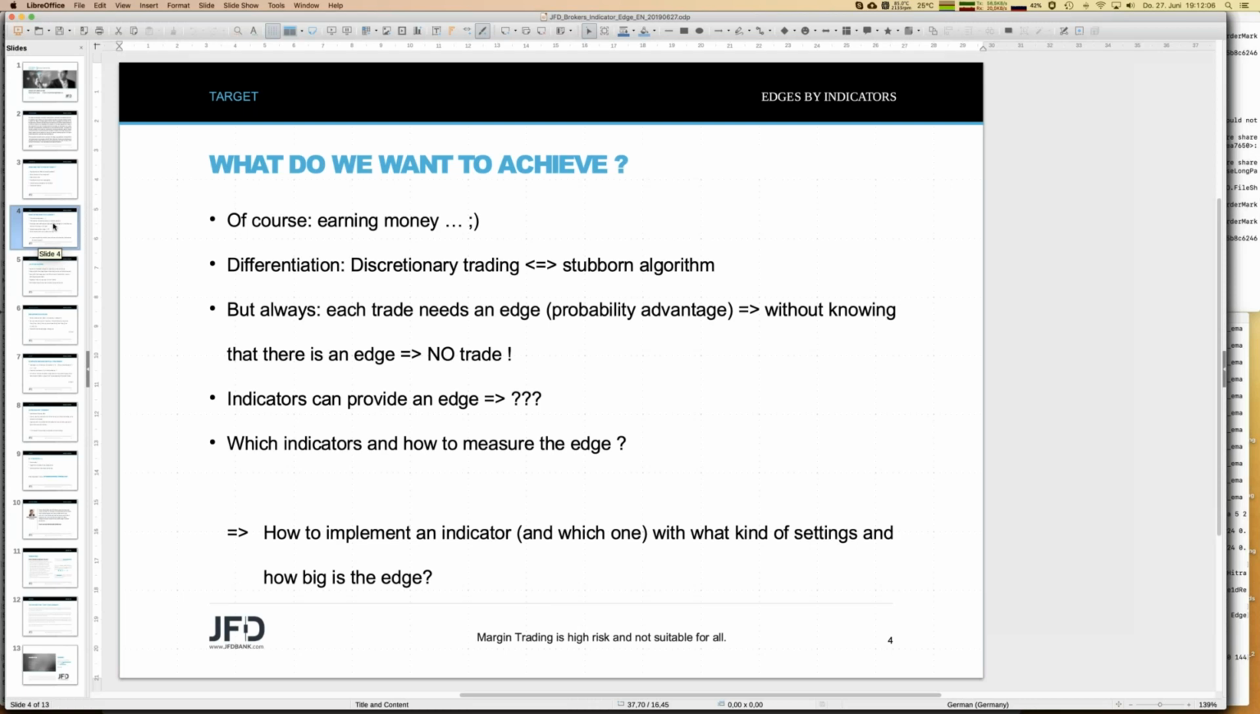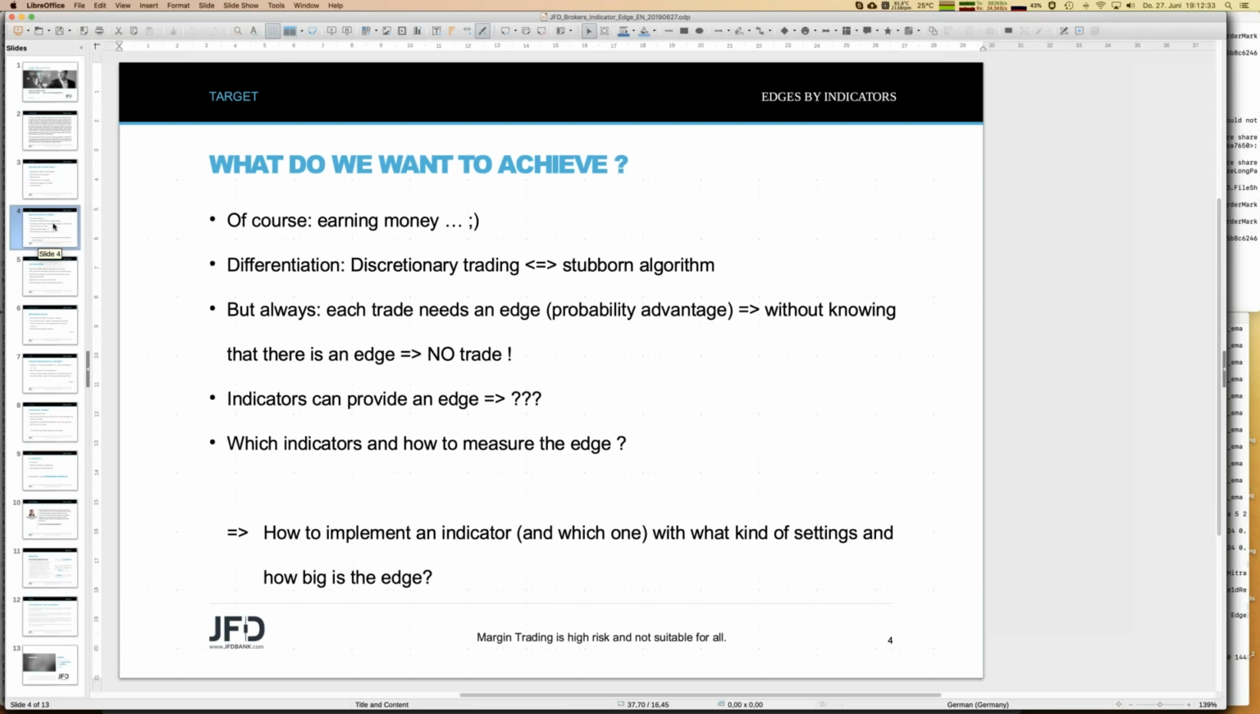But it's really important to always keep in mind, without an edge, no trade. It's a simple story. And therefore, today we just focus on edges, nothing else. It's not the complete trading strategy. It's getting that edge, knowing that edge, and how to derive that edge. And of course, as the title of today's webinar is, indicators can provide an edge, and they indeed can do.